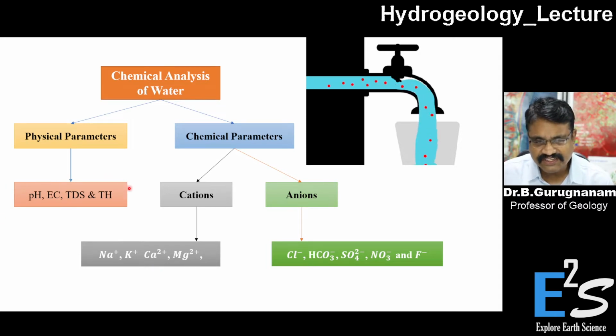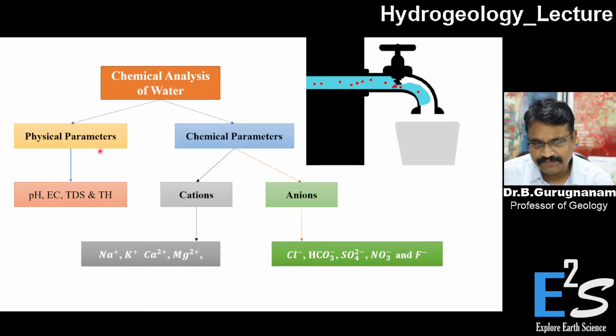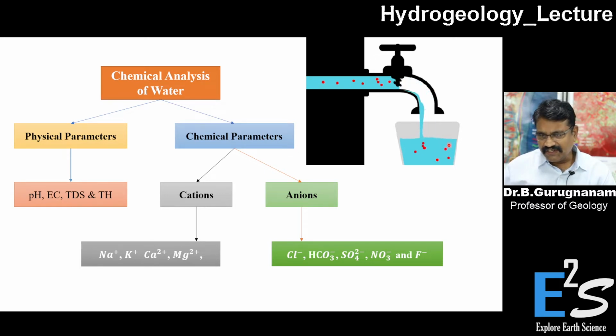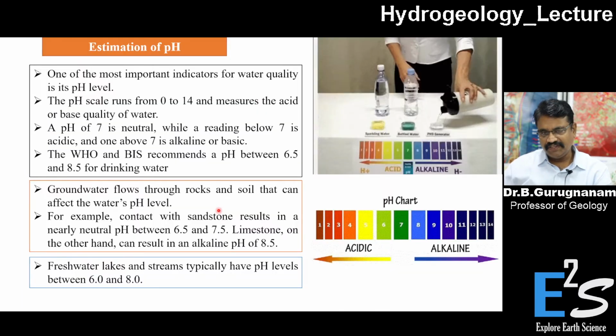Now we are going to discuss the physical parameters: pH, EC, TDS and total hardness. This part we will discuss in the subsequent classes. There are two properties involved in the chemical analysis of water: physical characteristics and chemical characteristics. We will collect the water and then test the physical properties first. When you look through the glass, you should be able to see the other side of it, very clear and transparent.